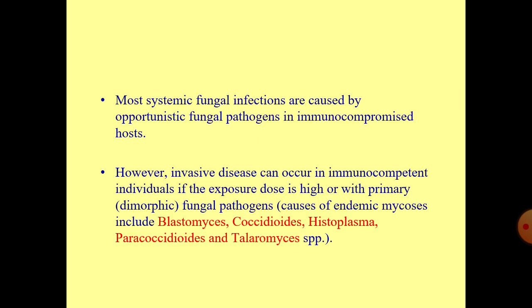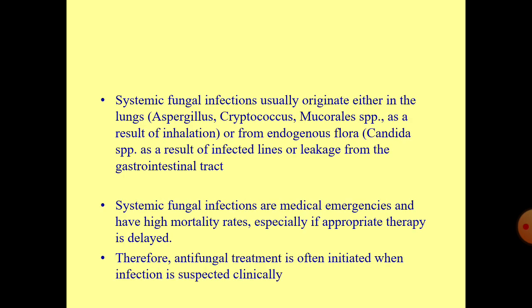Most of the systemic fungal infections are opportunistic fungal pathogens, and they mainly happen in the immune compromised host. However, invasive disease can still occur in the immune competent, especially if the person has been exposed to a high dose, or there is a primary fungal pathogen which causes endemic mycosis like blastomycosis, histoplasma, coccidioidomycosis, and other types of fungal infection which can happen in the immune competent person.